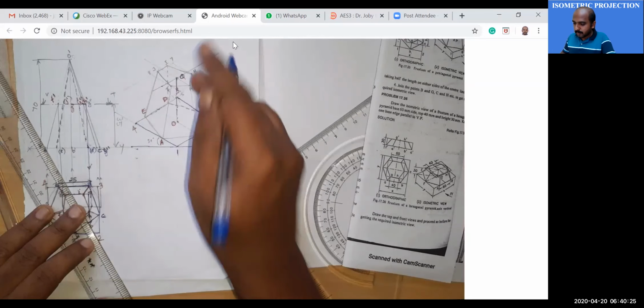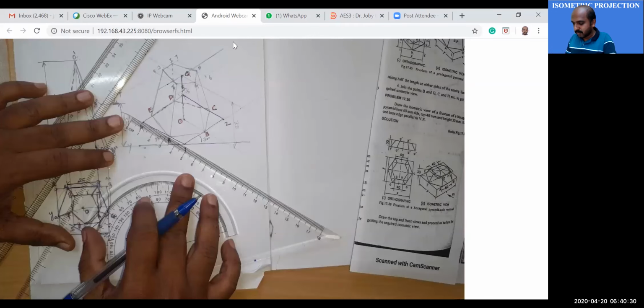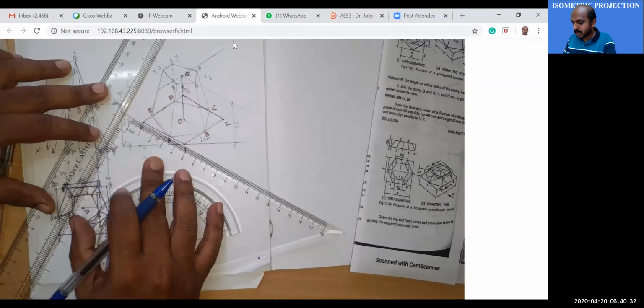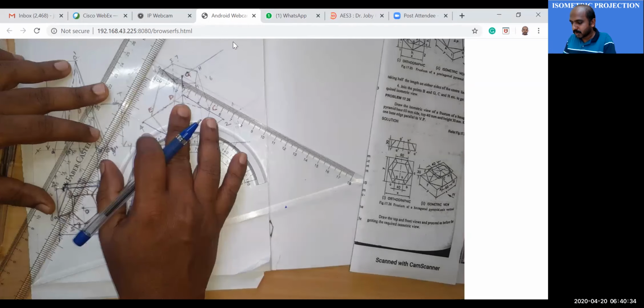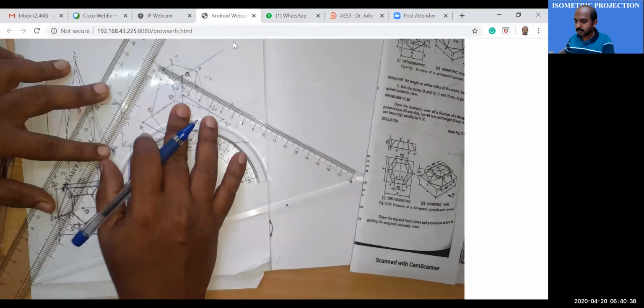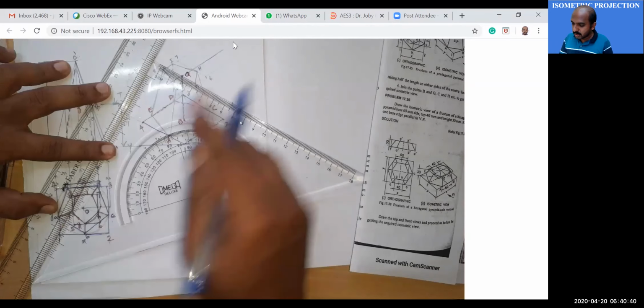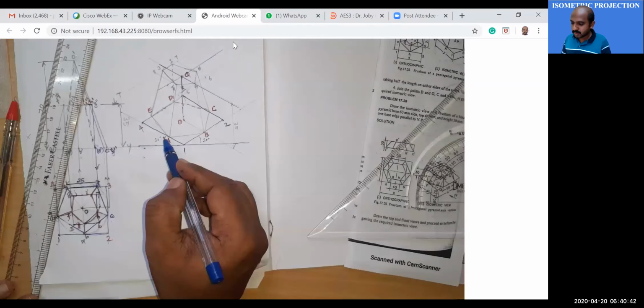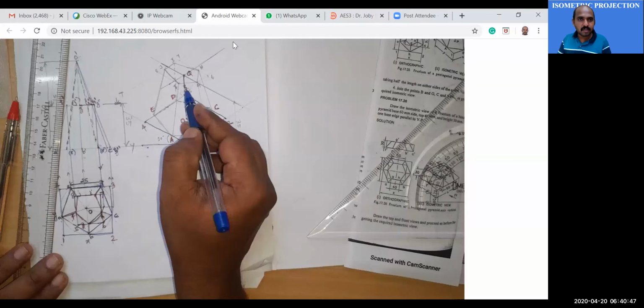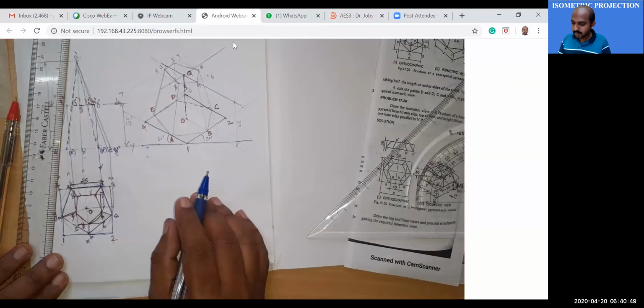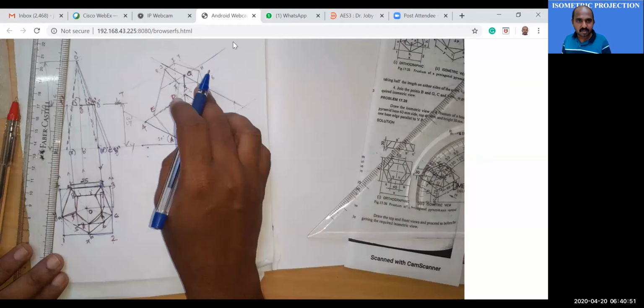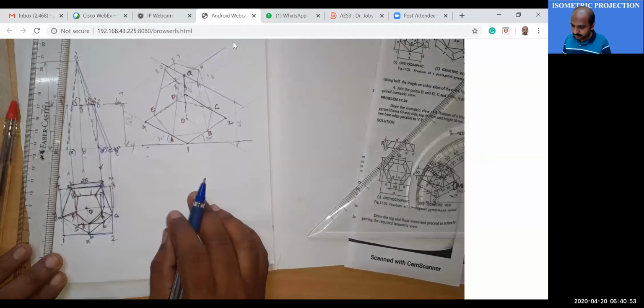Similarly, parallel to 1 4, you draw another line passing through Q. So here, this line is also 30-degree inclined. Okay. Now what can you do? Once you have completed two lines passing through Q, parallel to 1 2 and 1 4 respectively, you measure.